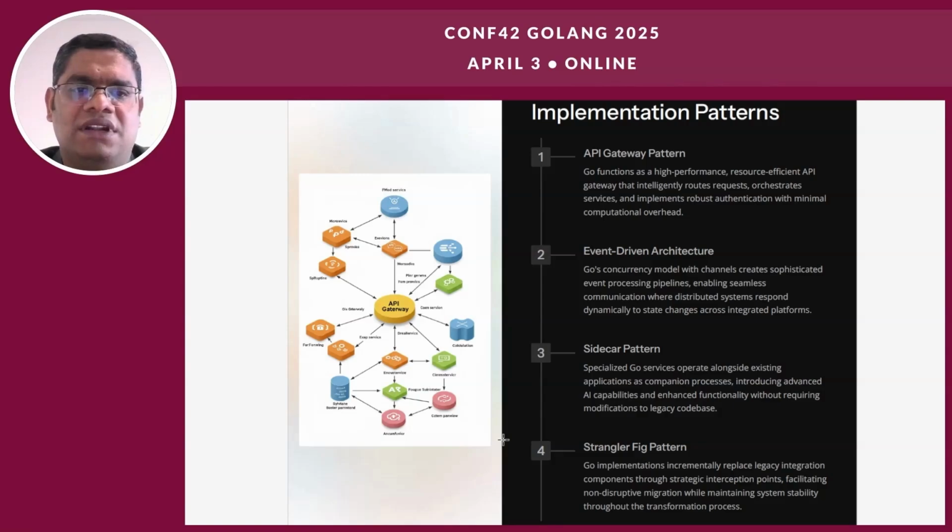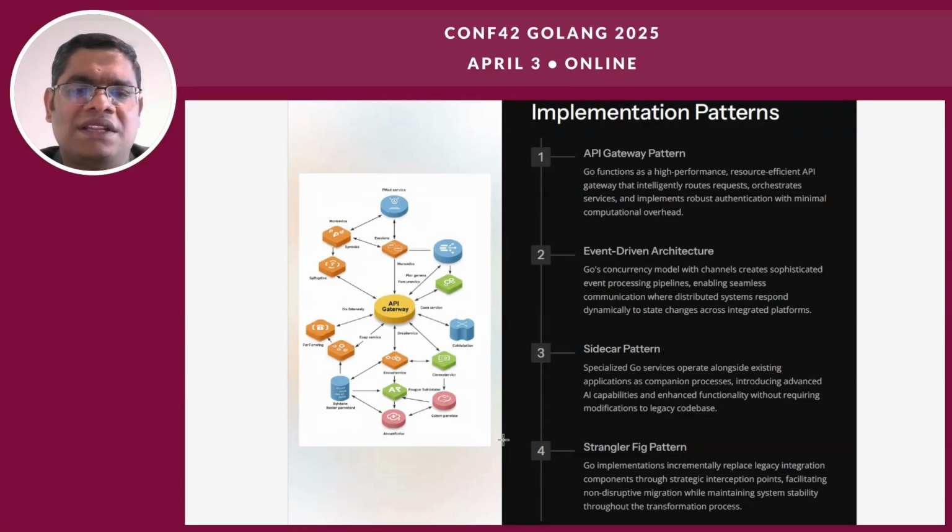The next one is event-driven architecture. The Go concurrency model with channels creates sophisticated event processing pipelines, enabling seamless communication where distributed systems respond dynamically to changes in state across your integration platforms.